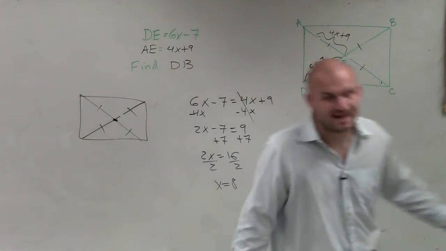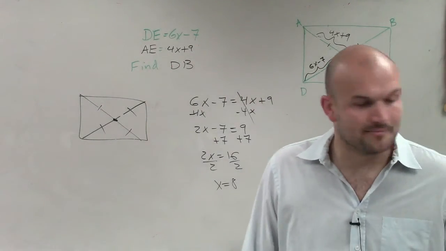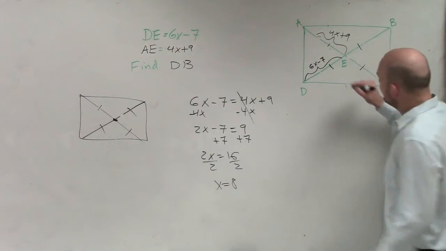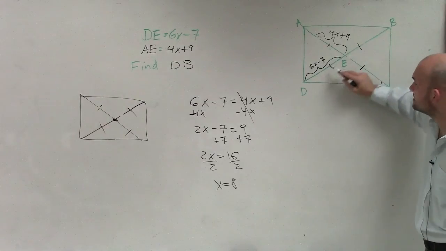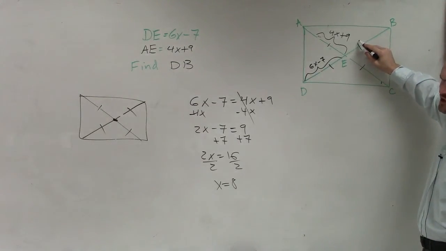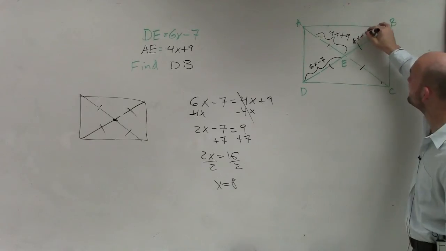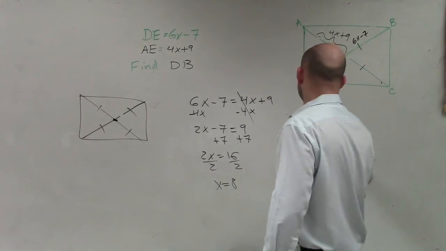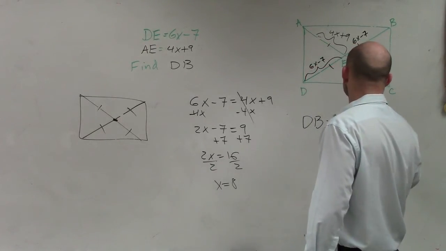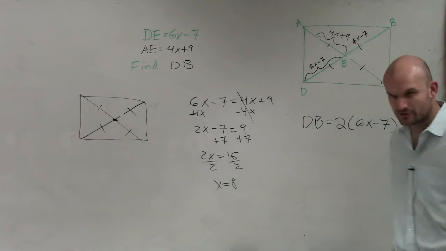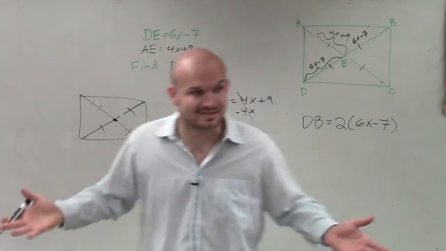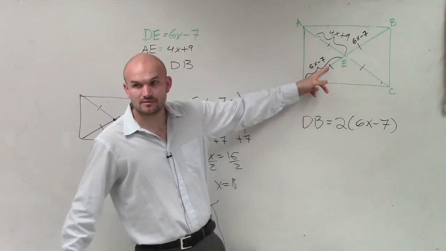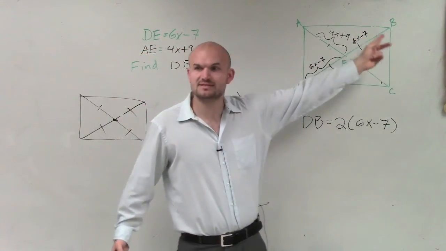All right, but that's not what they asked, right? They said, what is the length of DB, not what is x? Well, if this guy's 6x minus 7, and this is equal to this, what does this length have to be as an expression? 6x minus 7. So really, the length of DB is equal to 2 times 6x minus 7. Would you guys agree about that? I could say 6x minus 7 plus 6x minus 7, but you could also write it like this. It's two of them, right?